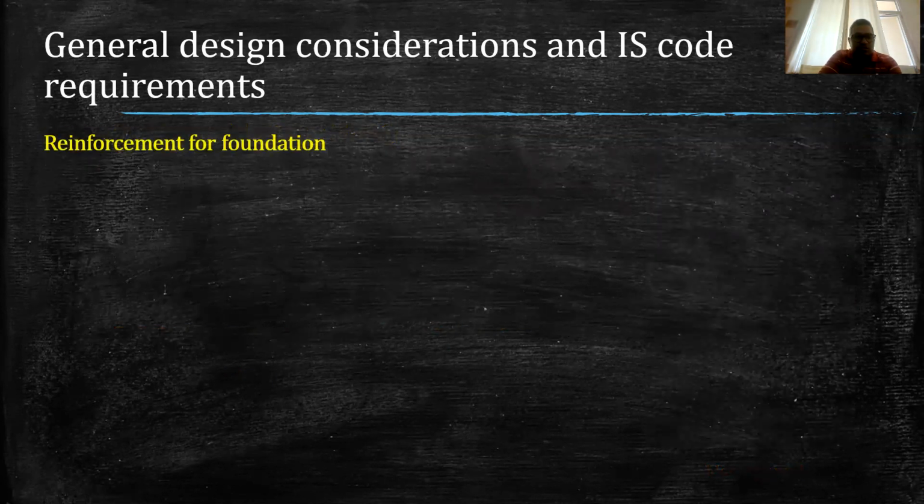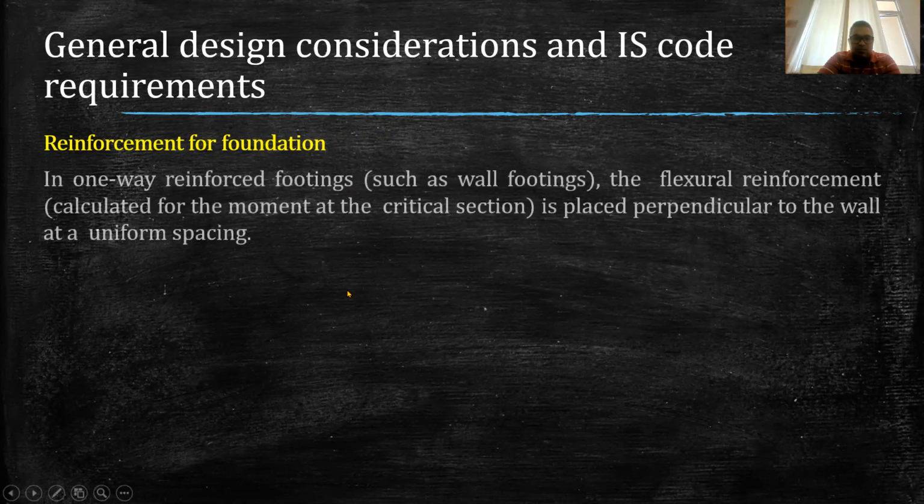Now we will talk about another consideration, that is the reinforcement in the foundation. How do we place reinforcement in the foundation for bending moment? Obviously, reinforcement is provided for resisting the bending moment in the foundation. So generally we provide one-way reinforcement in case of wall foundation.